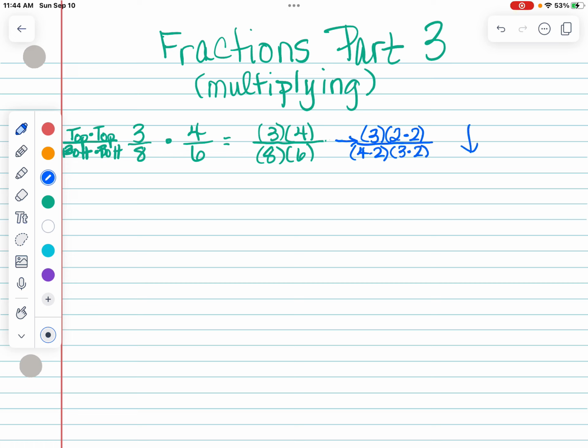Now, always going up or down, cancel what matches. And when we do that, it's really exciting because this 3 cancels with that 3. This 2 cancels with that 2. This 2 cancels with that 2. So all we have left on the bottom is 4, and there's nothing left on top.